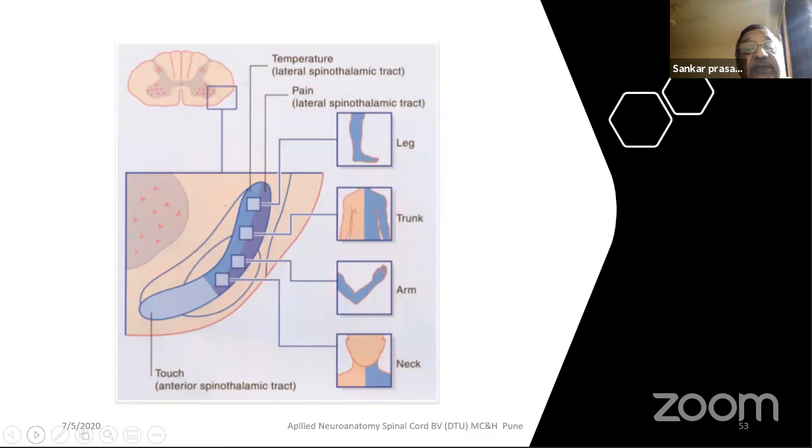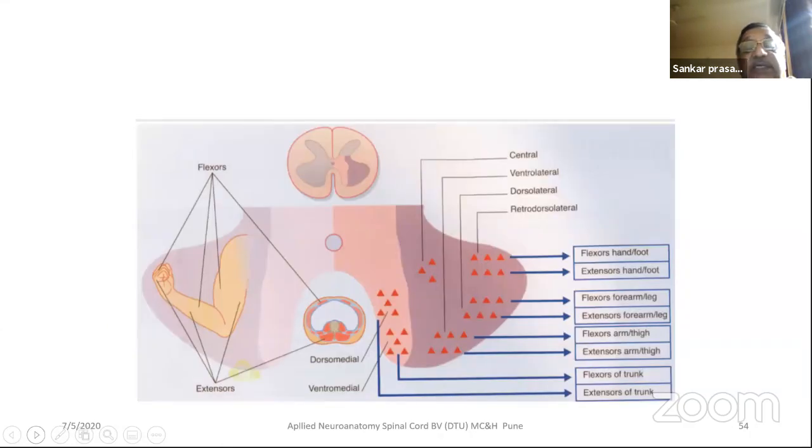Okay, so you see the pain, temperature on the leg, trunk, arm, and neck. So the lamination will help you in remembering that the outermost spinothalamic lamination at the neck is the sacral region. So you can see this is a motor lamination.